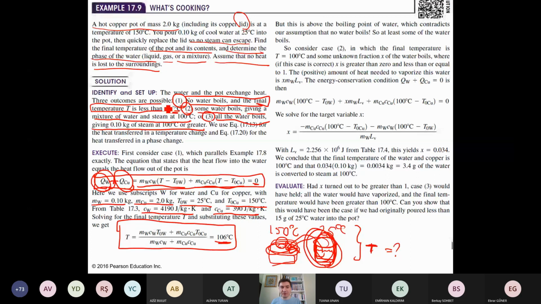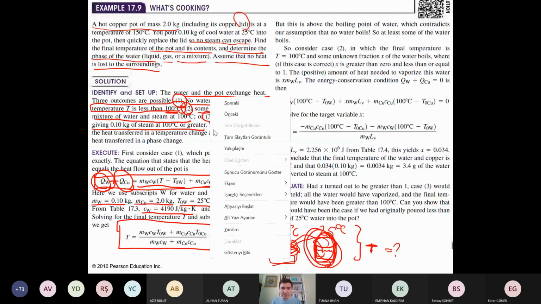So what is the final temperature? If you follow this way, final temperature is 106 degrees Celsius. So then this first condition is not valid, okay? Just have a look at the second condition.